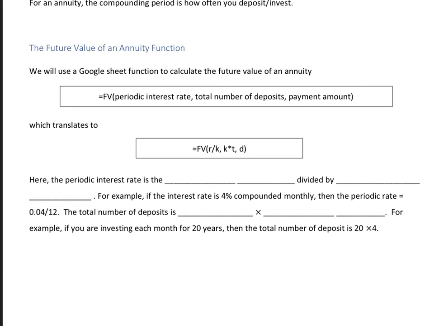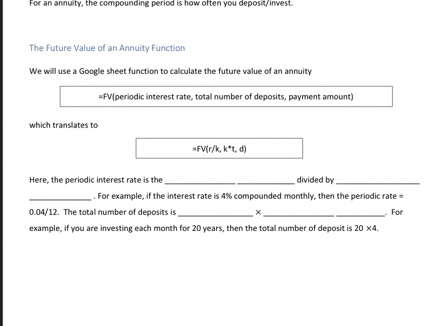The formula is pretty complicated, so we're not going to actually do it by hand. We're going to use Google Sheet function to calculate the future value of annuity. So luckily we have Google Sheet, so we'll use that. It calculates for me. So the function is equals FV for future value. The first number you want to plug in is periodic interest rate. And the second number you want to input is total number of deposits. So it means how many times you deposit things.